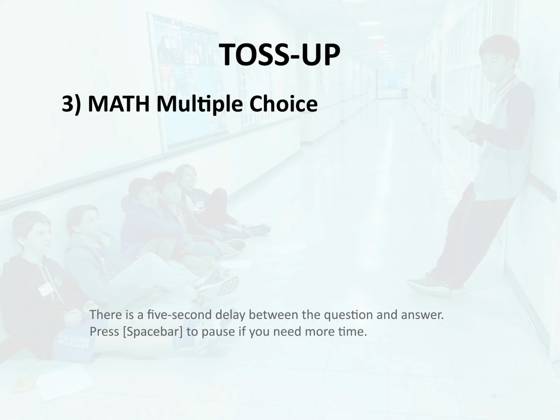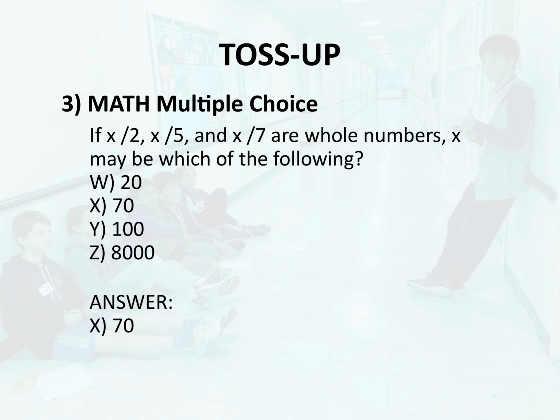Toss-up 3. Math. Multiple choice. If x over 2, x over 5, and x over 7 are whole numbers, x may be which of the following? W. 20, X. 70, Y. 100, Z. 8,000. Answer: X. 70.